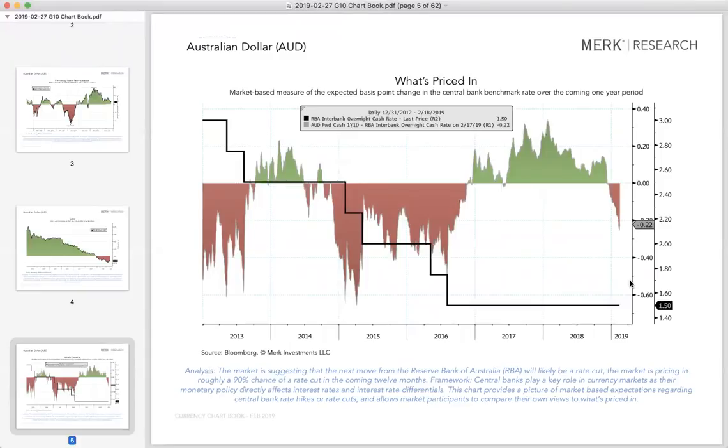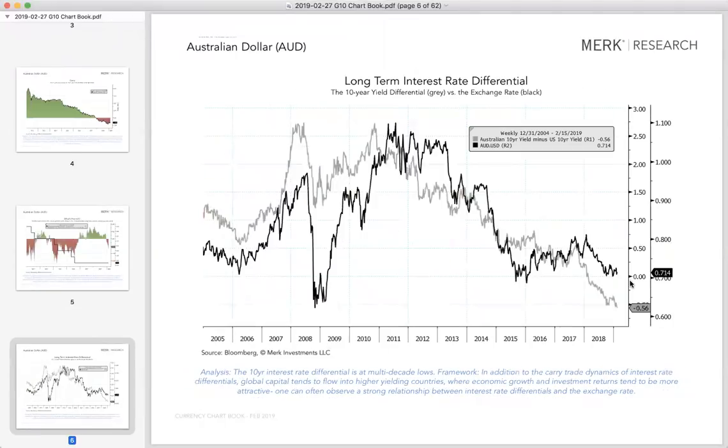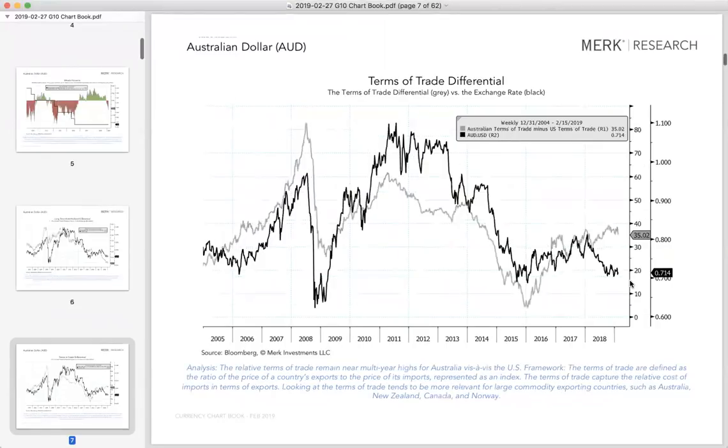Then a chart that I particularly like is the what's priced in chart. This refers to what the market believes where interest rates will be, in this case, in a year from today. This is not the differential, it's where the interest rate will be, and based on that, you can make an assumption about where the currency may move. And then here, talking about the interest rate differential on the 10-year, several, not all currencies, but several currencies are quite sensitive to how the difference in the 10-year yield works.